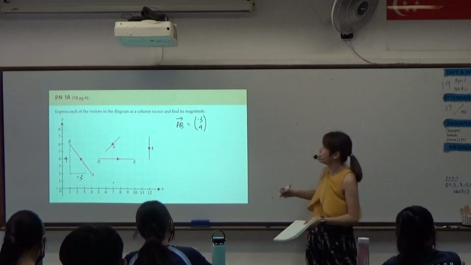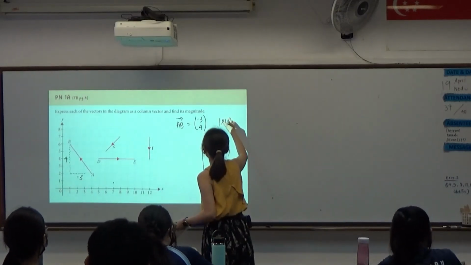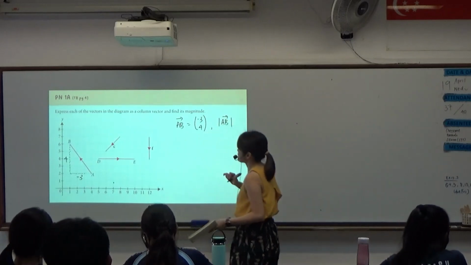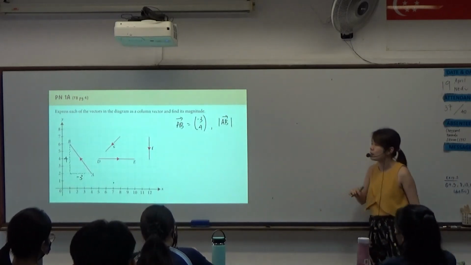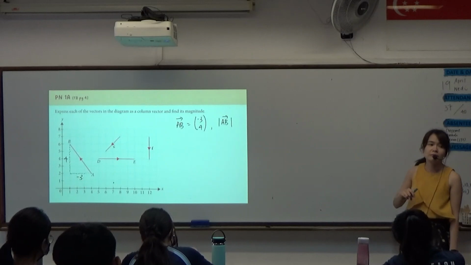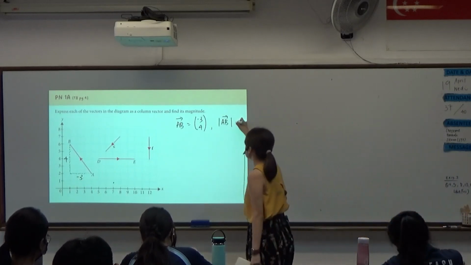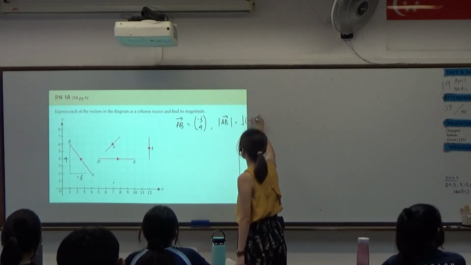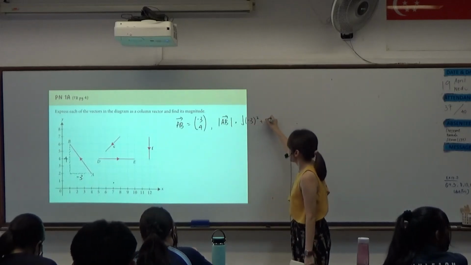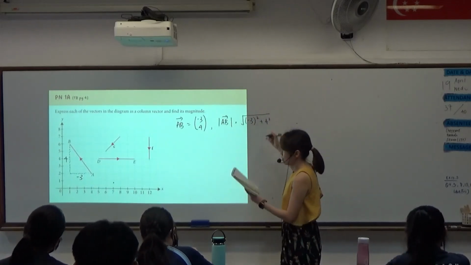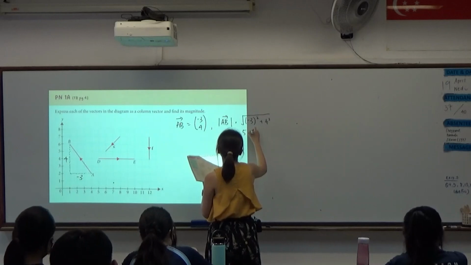And then we have also learned how to find the magnitude of a particular vector. So in this particular case, where we have the vector AB to be negative 3, 4, the magnitude will be found by taking the square root of negative 3 squared plus 4 squared, which gives us 5 units.